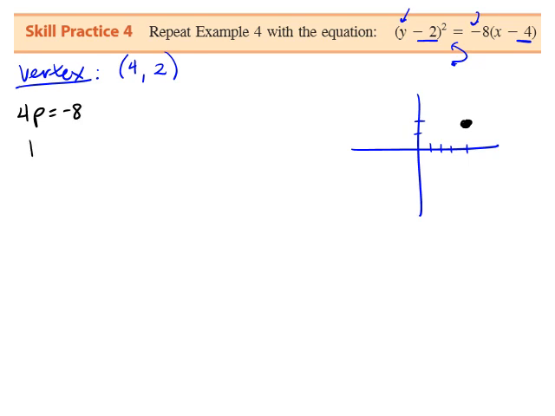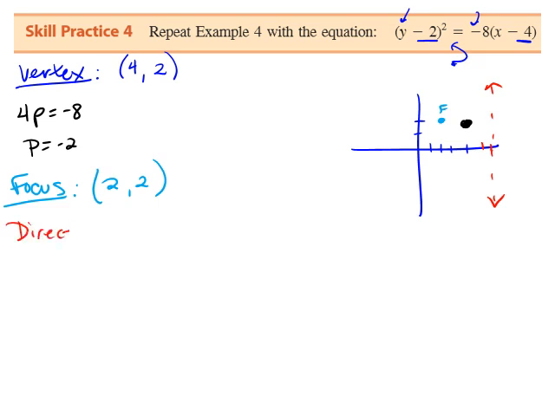4p is -8, so p is -2. So we will go to the left 2 to get our focus. That will have the ordered pair (2, 2). And we will go to the right 2 to get our directrix. And this goes through the x-axis at 6.